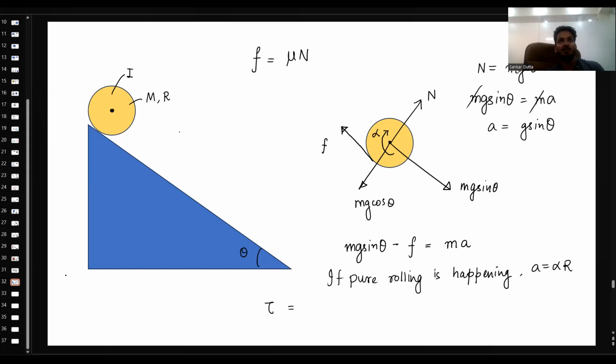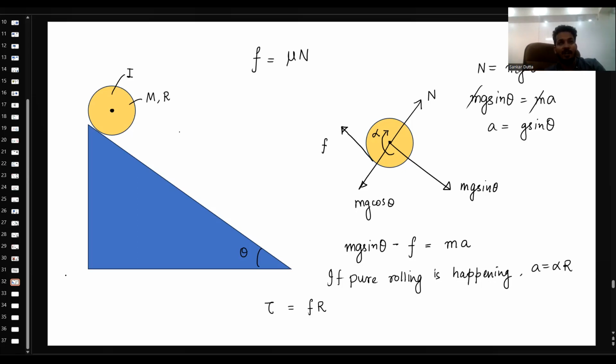Why? Because the body is rotating about its center of mass, and all these forces actually pass through the center of mass. So R for these forces is essentially zero. They pass through the axis of rotation, so the torque because of each of these forces is zero. The only force which is providing the torque is the friction force, and it is equal to F into R. Please let me know if that makes sense.